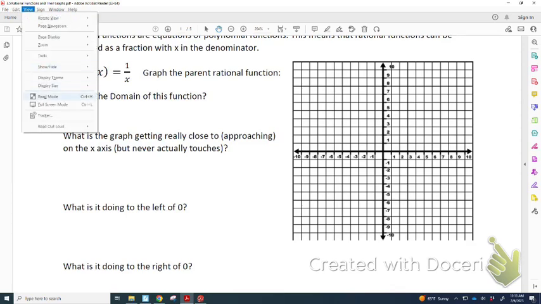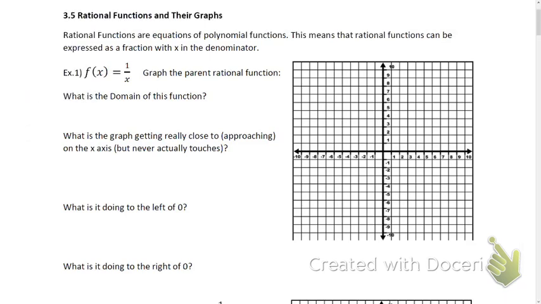Let's do a quick sketch of the graph. It goes through 1, 1, and it goes through -1, -1. Those are the only 2 points I really care about right now. So it looks something like that. And something like that.